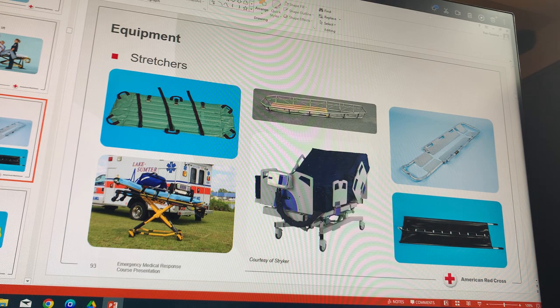Some models are pneumatic or electronic and help reduce the amount of manual lifting involved in patient transport. They use a hydraulic lift system to raise and lower the frame. Portable stretchers are lightweight and often are used as auxiliary stretchers in ambulances.